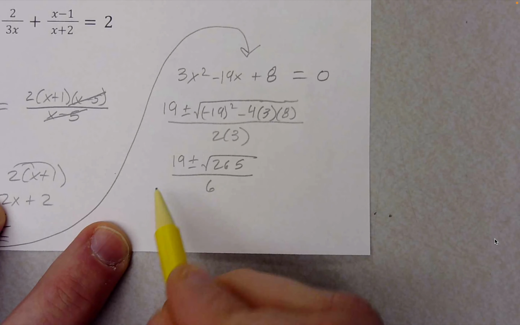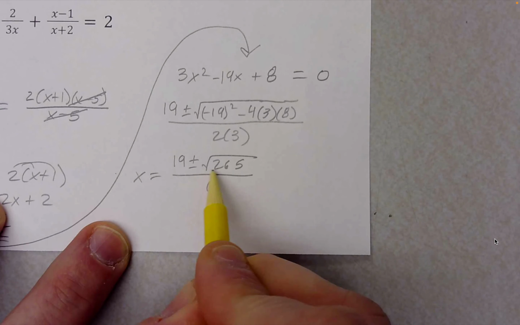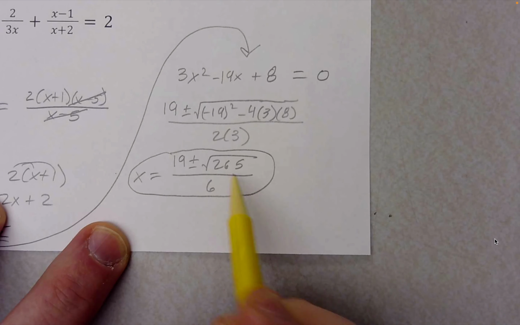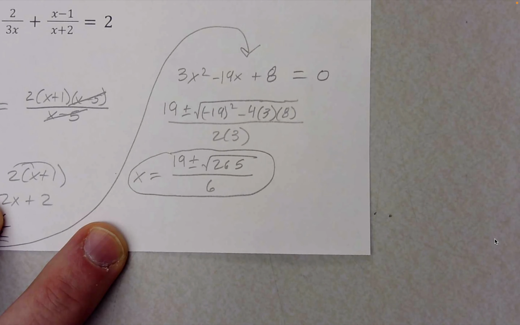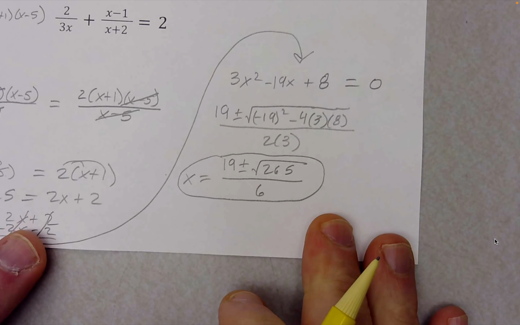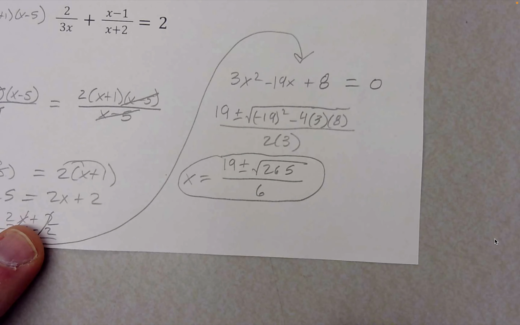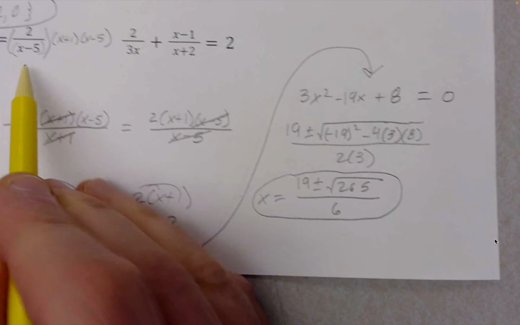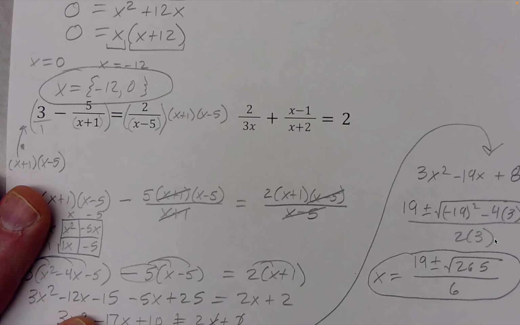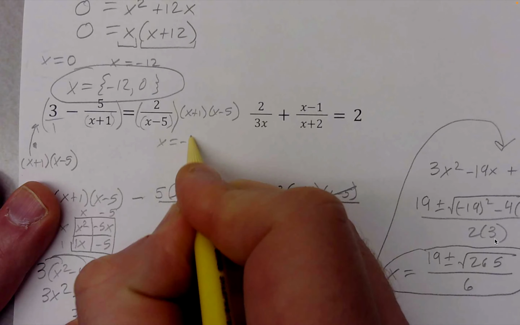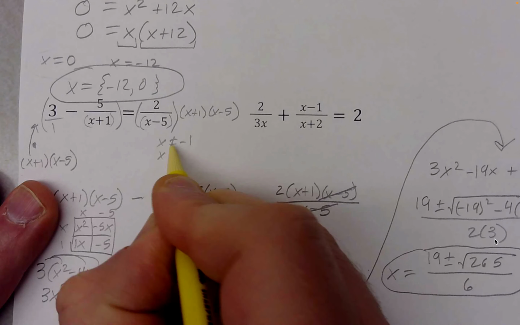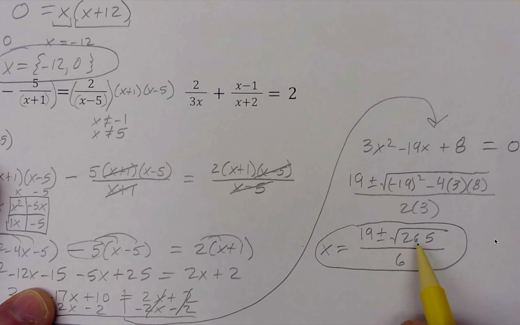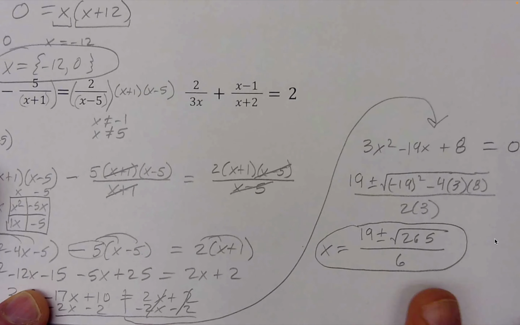So this is it. x equals either 19 plus square root of 265 over 6 or 19 minus square root of 265 over 6. Now, looking back at our original equation, you do have to check for extraneous solutions. The only thing x can't equal is negative 1, or it can't equal 5. And this definitely is neither of those numbers. So there are no extraneous solutions here. All right, so that's that.